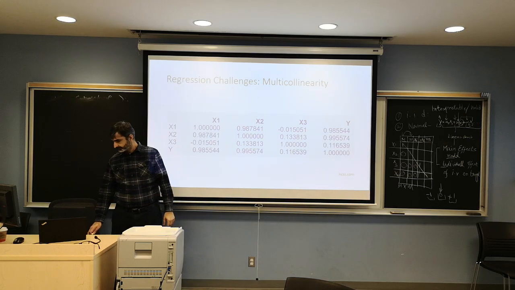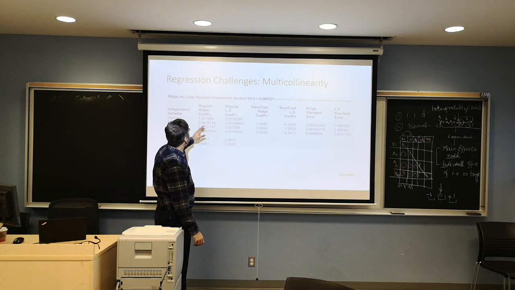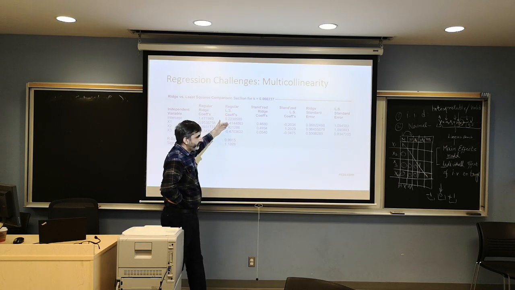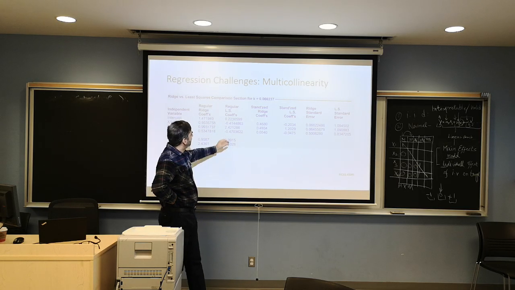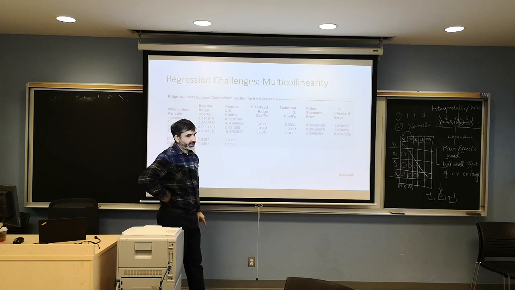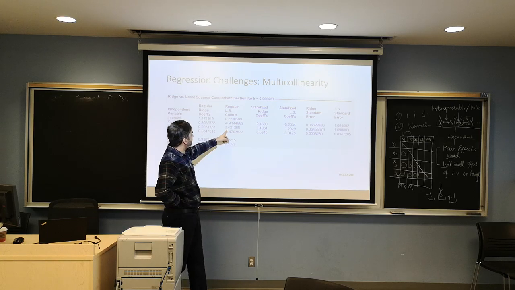If we try to estimate the contribution of independent variables using least square coefficients, the intercept is estimated as 0.22. x1's contribution is negative. x2's contribution is 2.4.